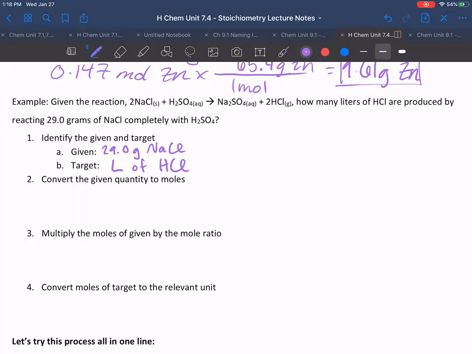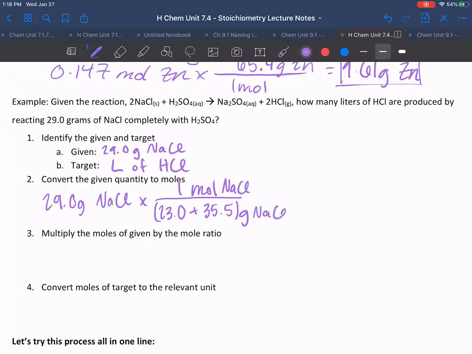So first step is converting moles from our given quantity. So we are given 29.0 grams NaCl. So we're going to use molar mass to convert. So sodium weighs 23.0. And we know that chlorine weighs 35.5. This is grams over 1 mole, or under 1 mole, I should say. This is equal to 0.496 mole.